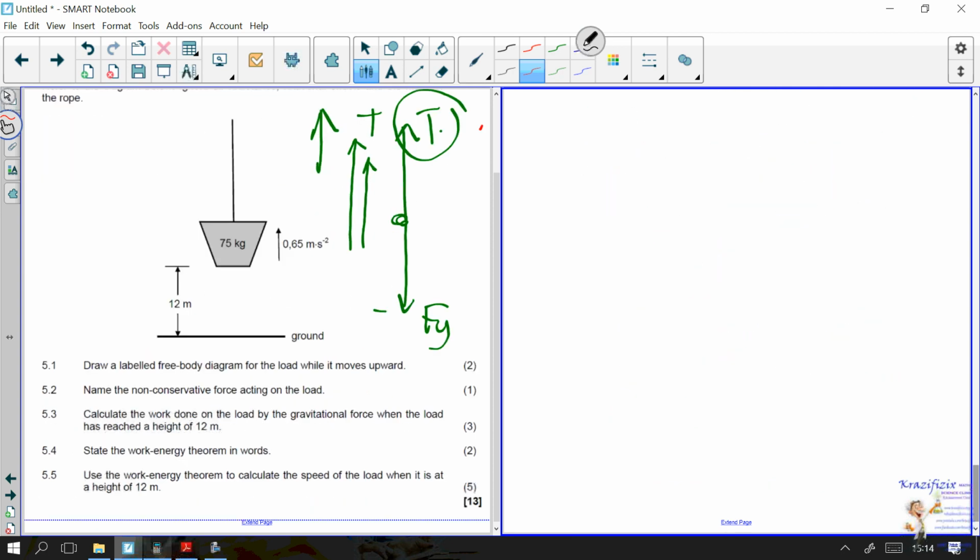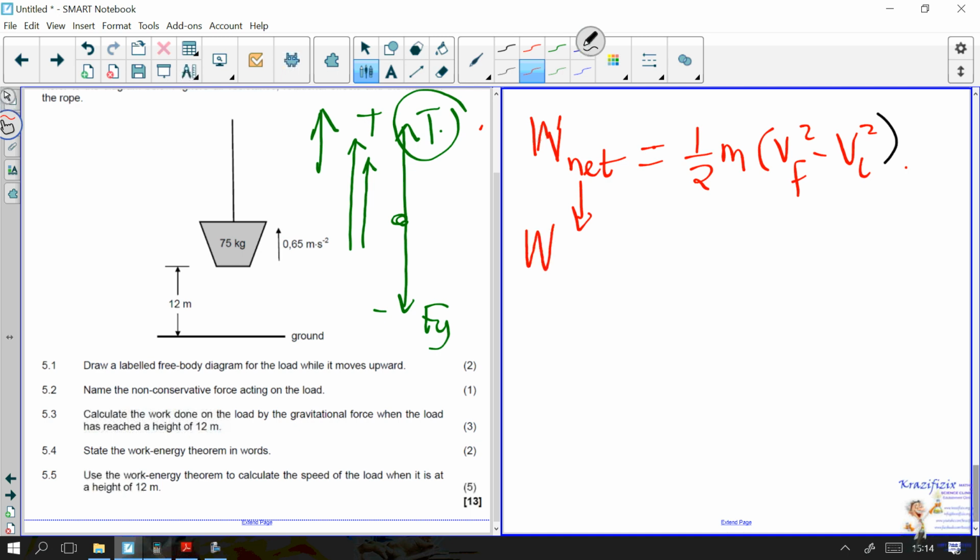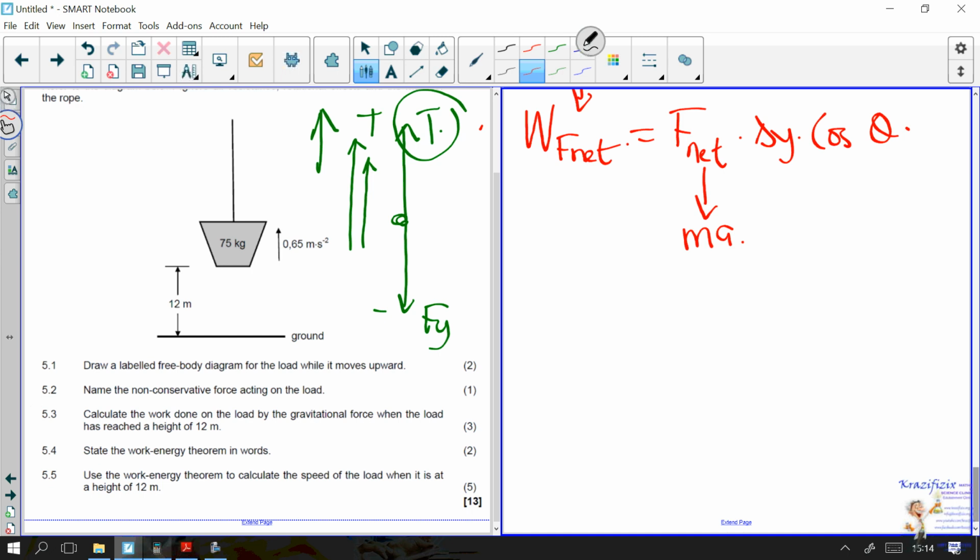Let's find another way. Work done by the net force equals what? Work net, which is the same thing as work done by the net force, half m (Vf squared minus Vi squared). What does this mean? This simply means work done by net force, which is equal to net force times delta y. I'm still using my formula, but what is net force? It is ma. So I can write this formula now as: m a delta y cos theta equals half m (Vf squared minus Vi squared).